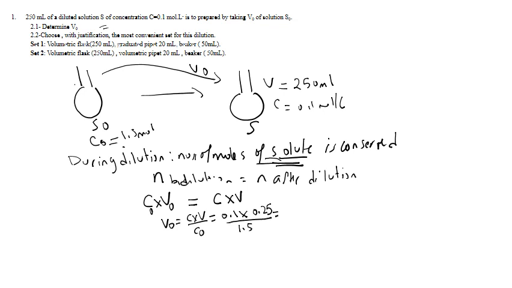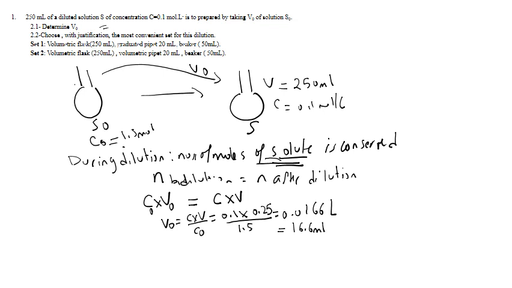By calculation, we get that the volume that should be taken, V0, is 0.0166 liter. Volume is given in liter. Change it into milliliter, it is 16.6 milliliter. This is the volume that should be taken.